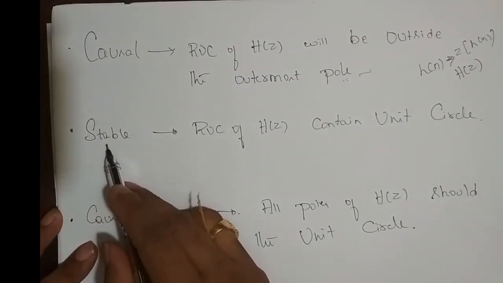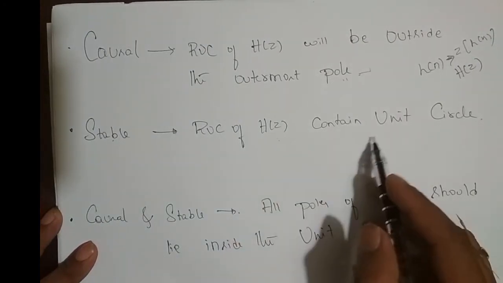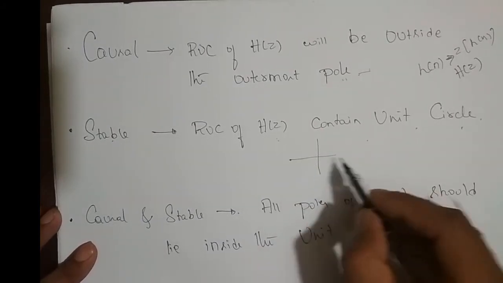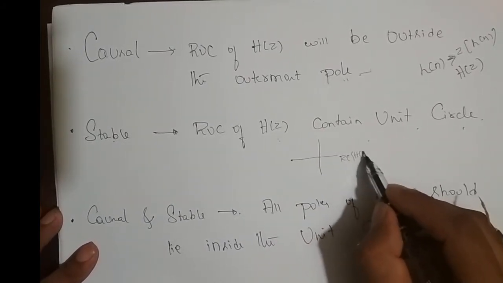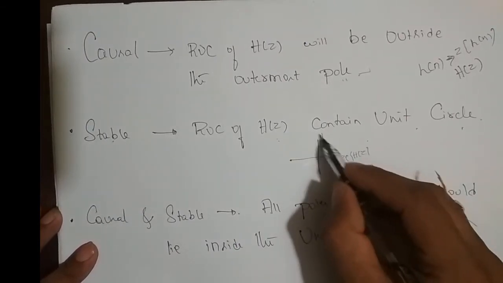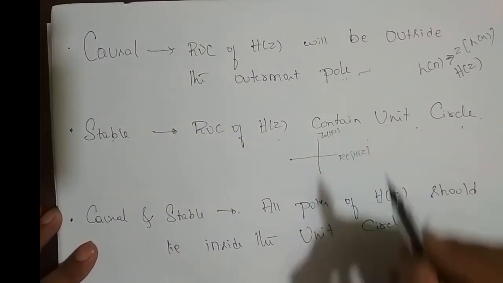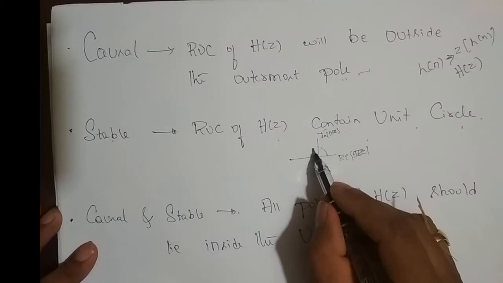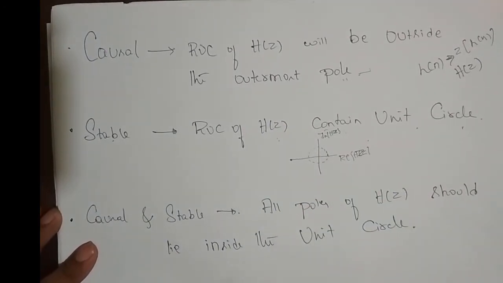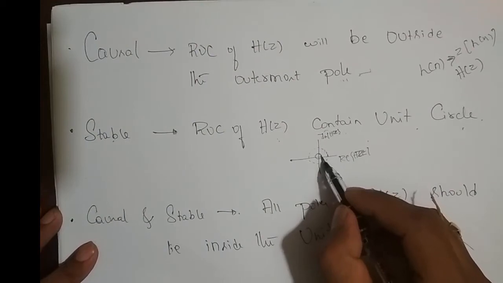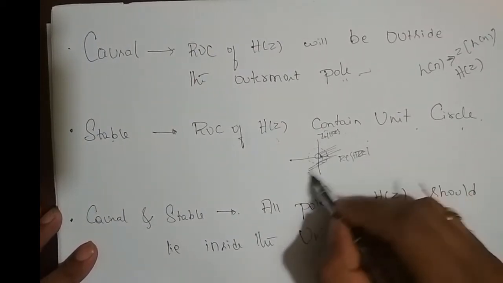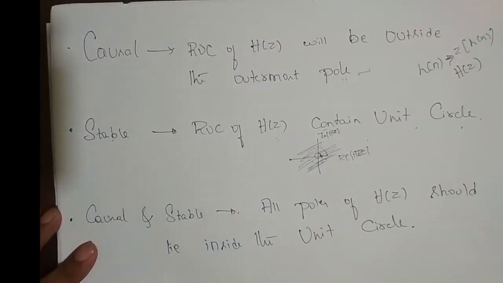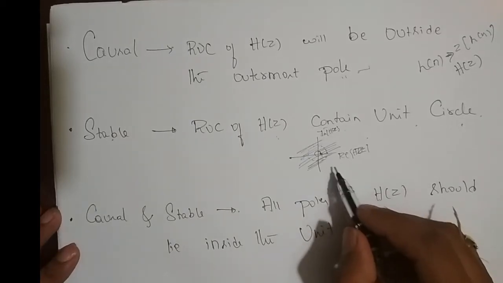Fine. Okay, a system is said to be stable if ROC of H of z contains unit circle. Even we have discussed this in properties of ROC, right? If this is the real part of z, and this is the imaginary part of z, and if this is my unit circle, and say pole is somewhere here, P, and if the ROC is outside the outermost pole, so in this case ROC contains the unit circle, right? So if that is the case, the system is said to be stable. An example I had given you.